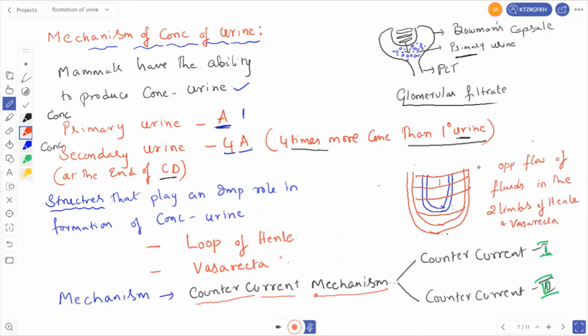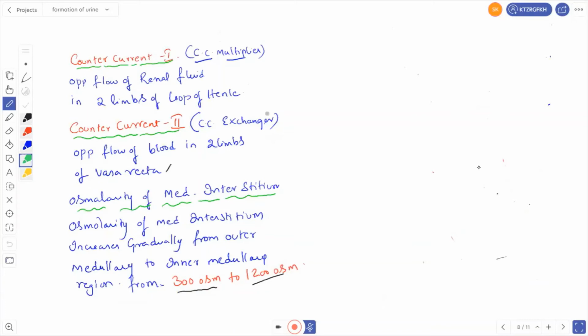So what does counter current mechanism mean? Opposite flow of fluids in the 2 limbs of vasa recta and loop of Henle is called the counter current mechanism. So the counter currents are 2, that is counter current 1 and counter current 2. What are counter current 1 and counter current 2? Let us see that also. Counter current 1 is also called the counter current multiplier. It is the opposite flow of renal fluid in the two limbs of loop of Henle.